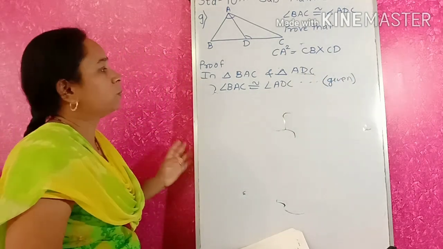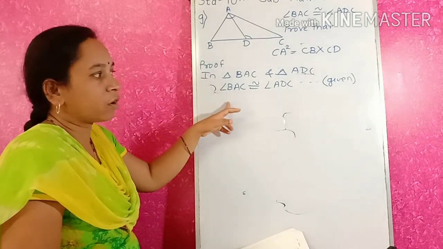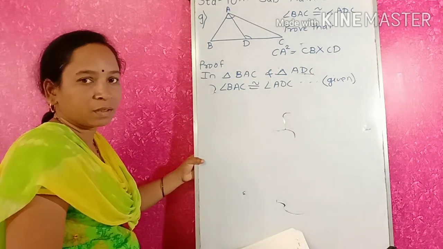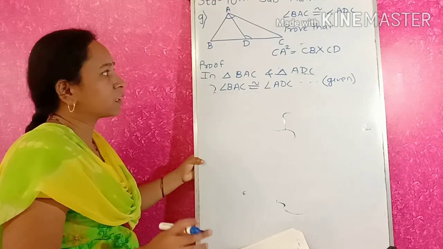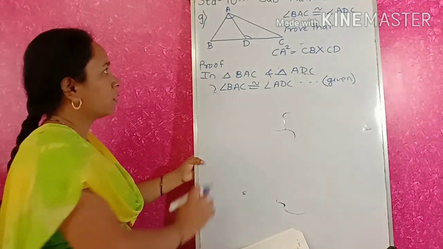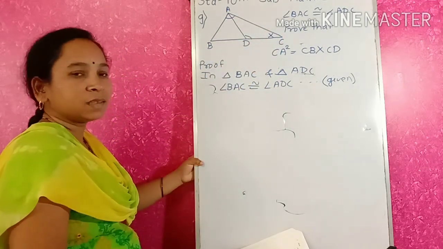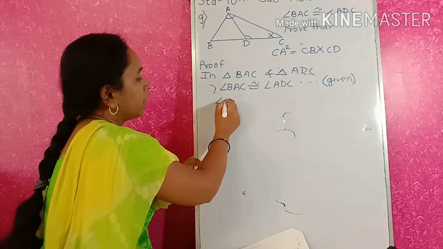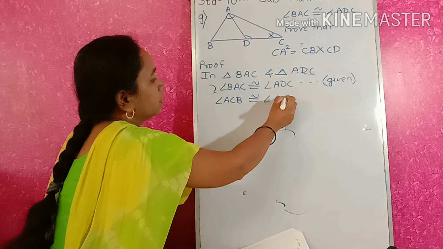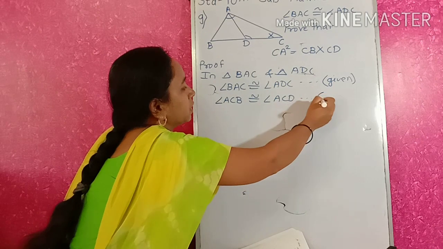Now students, observe these two triangles again and tell me, here one angle is congruent. It is given. One more thing is common over here. So what is the common thing? Pause the video and give your answers in the comment box. So here, which angle is common? This C angle is common. So here I can write angle ACB is congruent with angle ACD. It is a common angle.